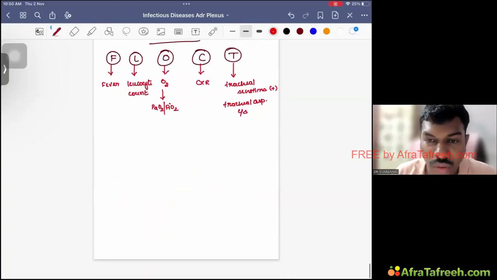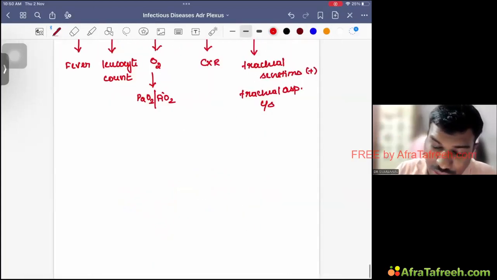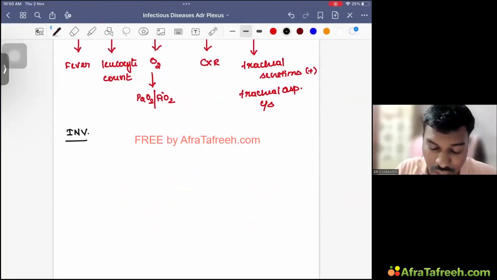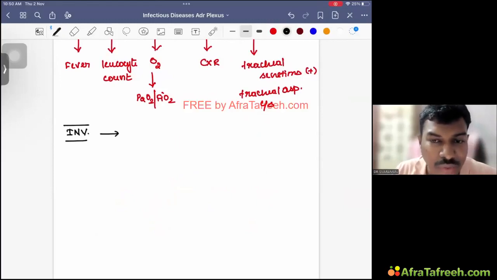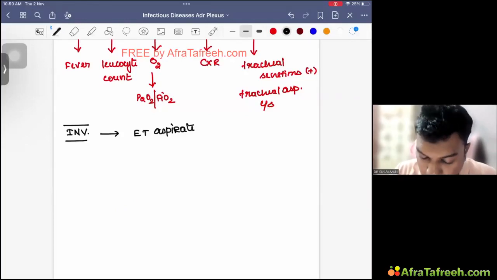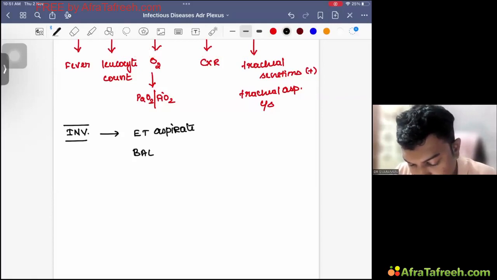So how are we going to investigate the patient? Whenever you investigate the patient, I told you the chest X-ray will show worsening of features, but that is not going to tell you what kind of infection he has. So what you're going to do is go for culture sensitivity. In this culture sensitivity, you are going to take an ET aspirate. You go for ET aspiration, you go for BAL, and you go for a protected specimen brush.